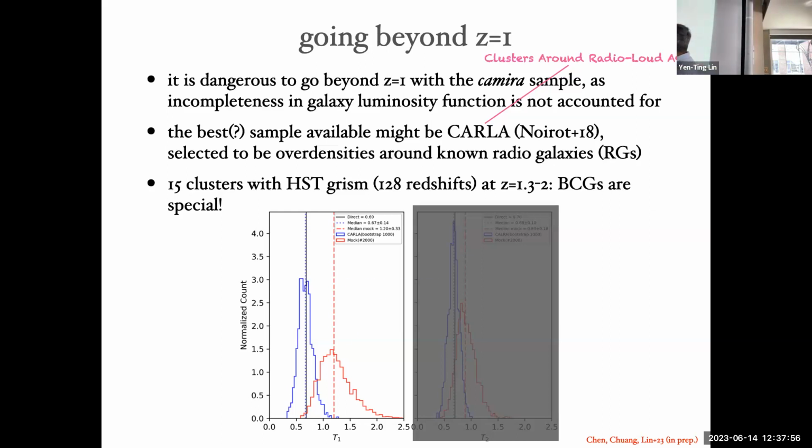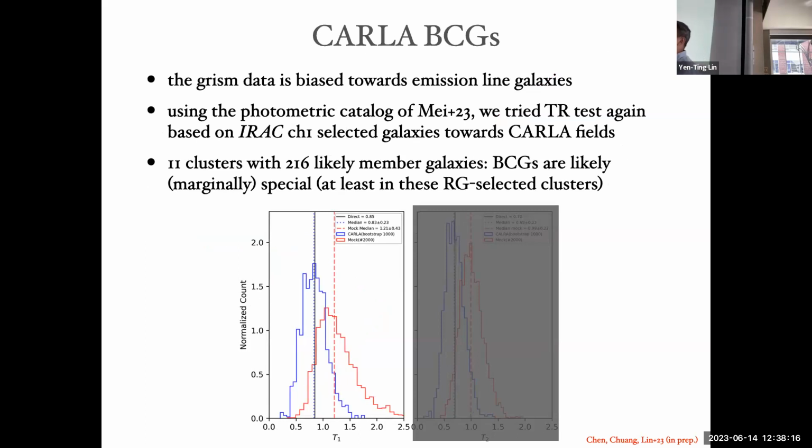So again, using MaxBCG ensembles, we get the statistical expectation, and the blue histogram is based on 5,000 bootstraps of the real data. So we see that the BCGs are special, but we know that grism data is kind of biased towards emission-line galaxies. So although the BCGs may well be star-forming in this redshift range from 1.3 to 2, it's still dangerous to use this kind of biased sample.